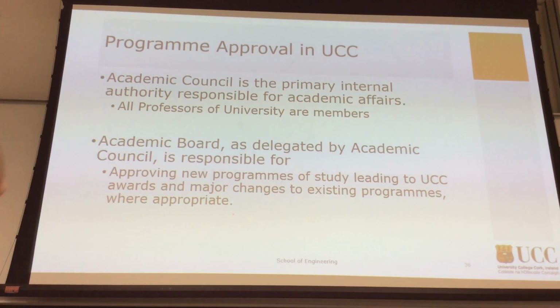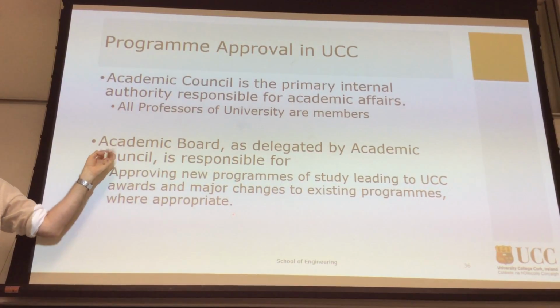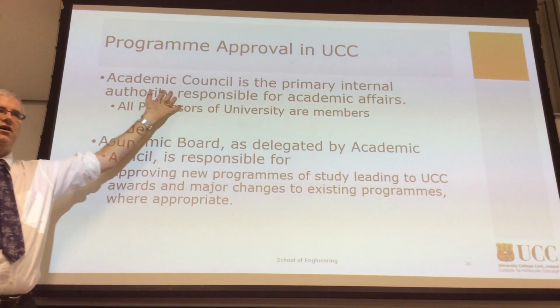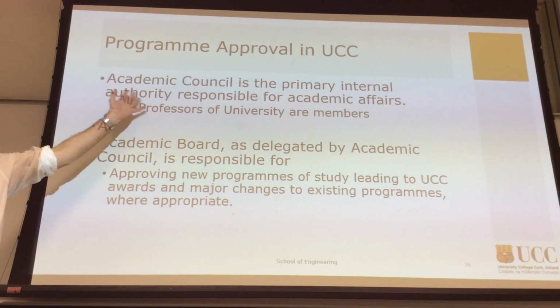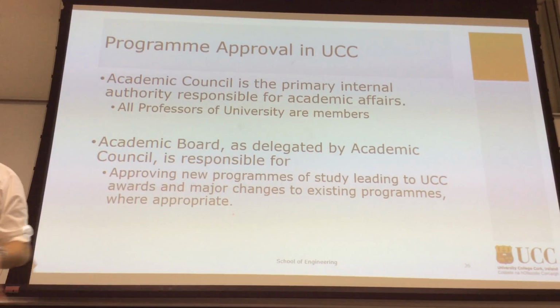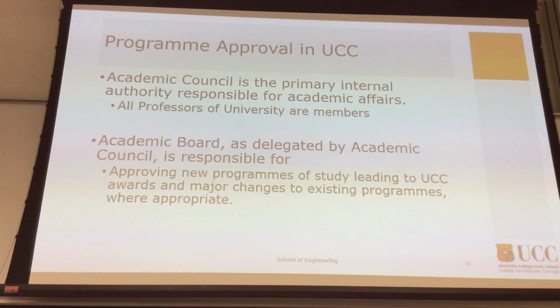Academic Council is quite a large body. If everybody turned up, and it very rarely happens, you would have over 200 professors in the meeting. So for the running of the university, we have Academic Board, and most of the powers of Academic Council with regard to the curriculum are delegated to Academic Board. Academic Board consists of roughly 20 people.